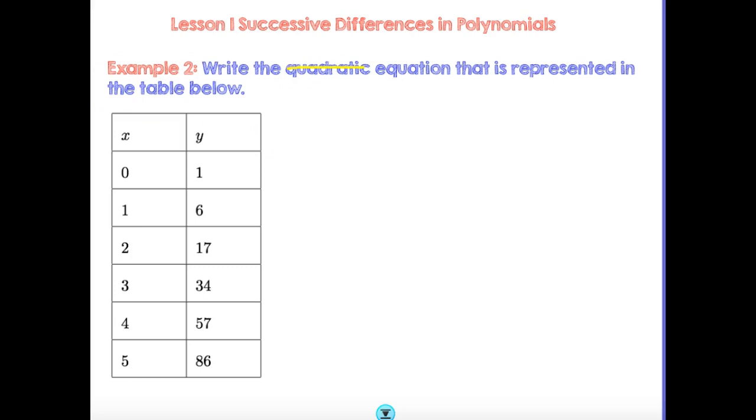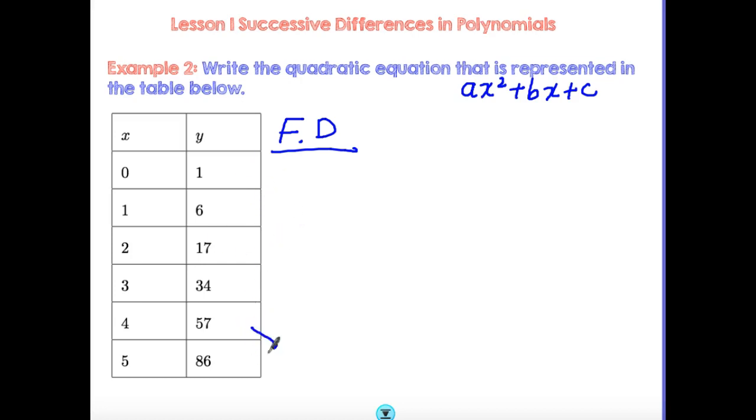We know that the second difference has to be constant. So let's start with our first difference. They want the quadratic equation in the form ax squared plus bx plus c, which is standard form. Let's begin.